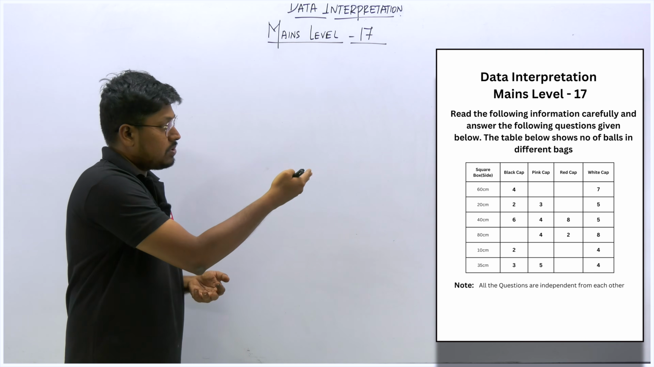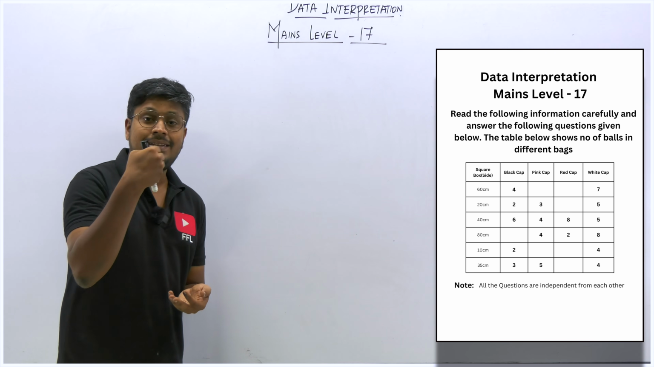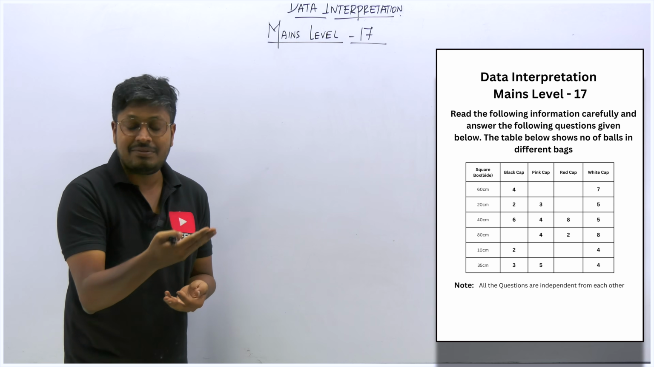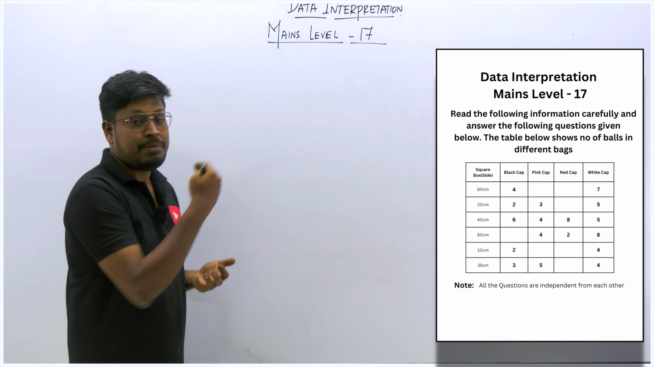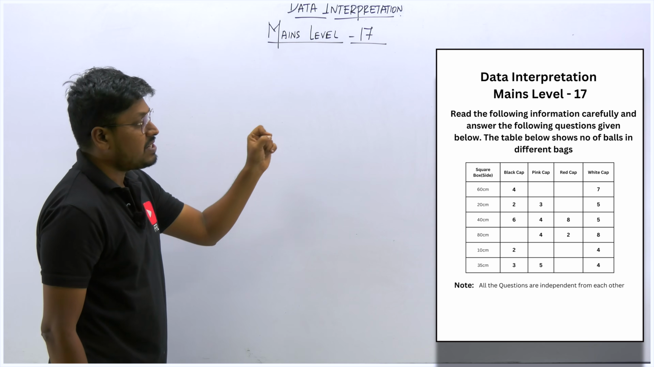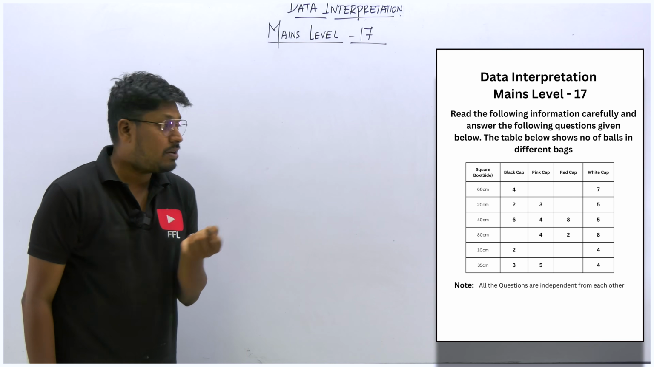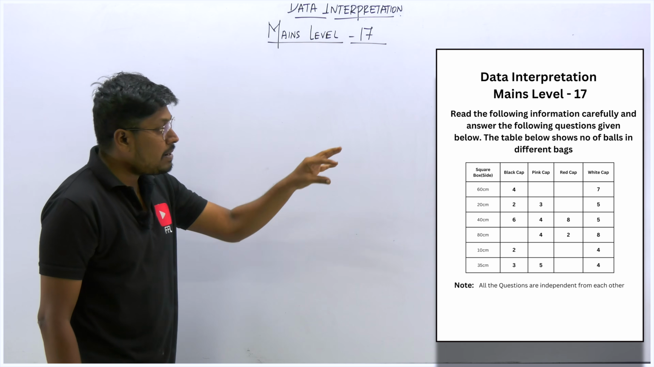Before solving this question, always spend at least 2 to 3 minutes analyzing the complete chart, what all values they have given, and there will be some notes. Just see below the chart, they have given a note. All the questions are independent from each other. What is the meaning of it? All the questions given here are independent from each other.